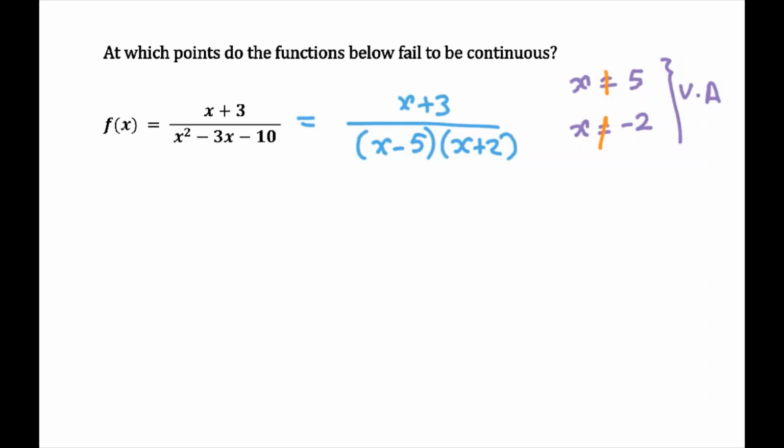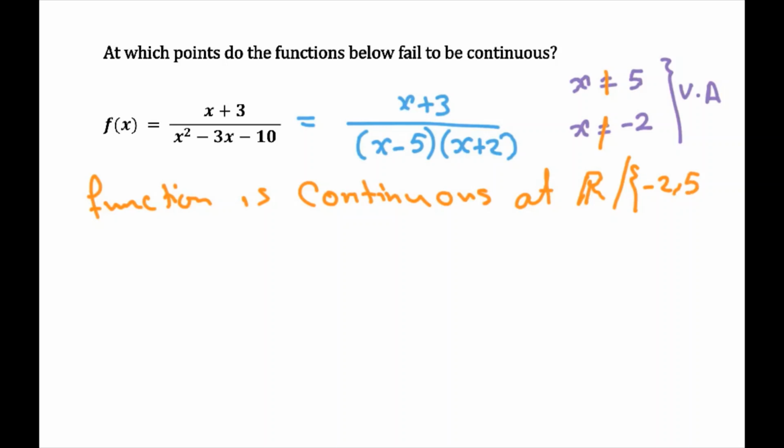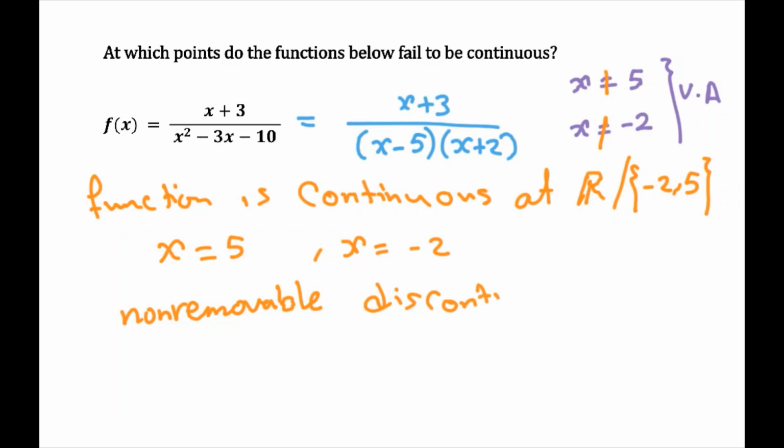So we can say that the function is continuous at all real numbers, but not -2 and 5. Okay, why? Because at x equals 5 and x equals -2, we have a vertical asymptote. x equals 5 and x equals -2 are classified as non-removable discontinuity.